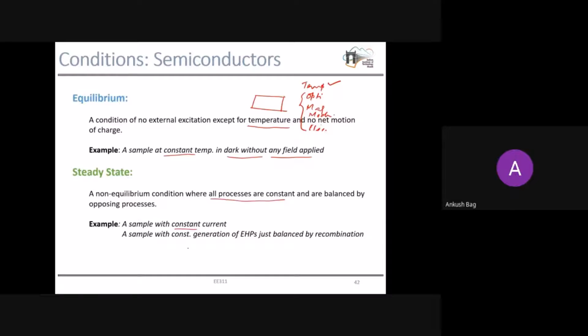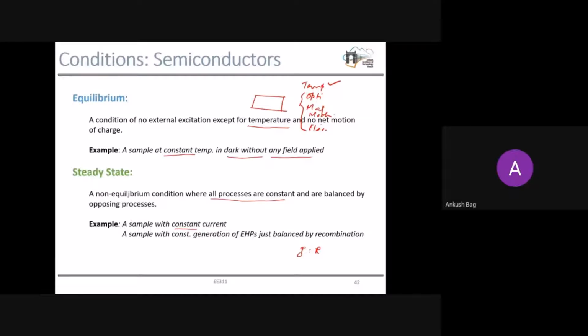Once again, if we are shining light with a constant intensity on, let's say, a semiconductor bar, then there will be constant generation of electron hole pairs, but those generated electron hole pairs will be balanced by the recombination. So the generation and recombination will be the same. That is why all the processes are constant and are balanced by the opposing forces. So this particular condition, you can say, is steady state.